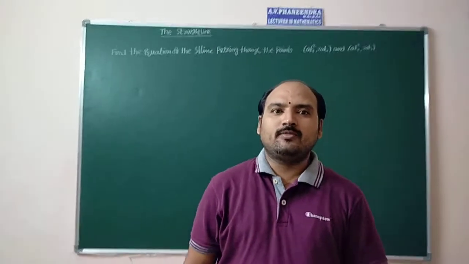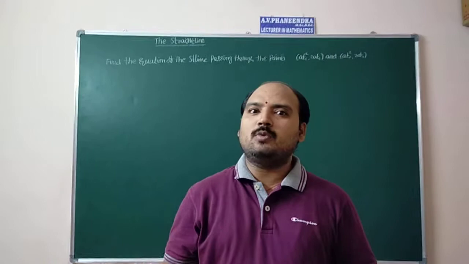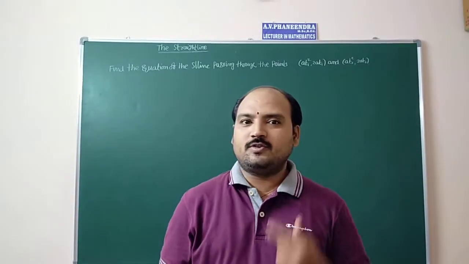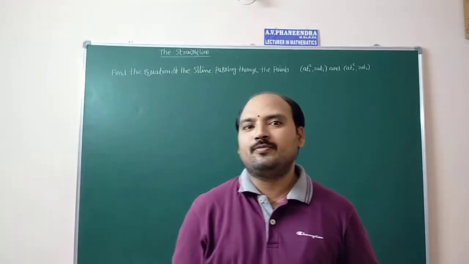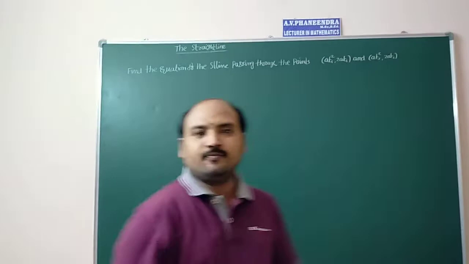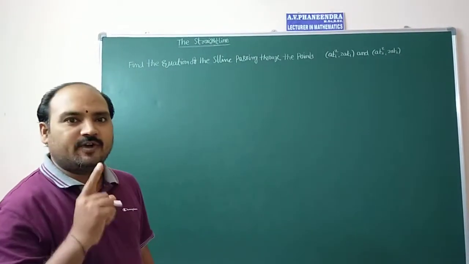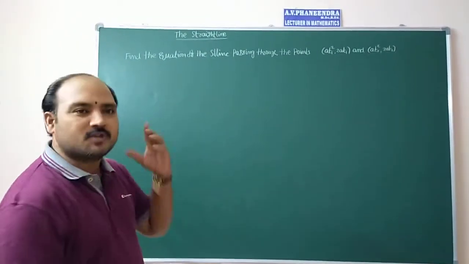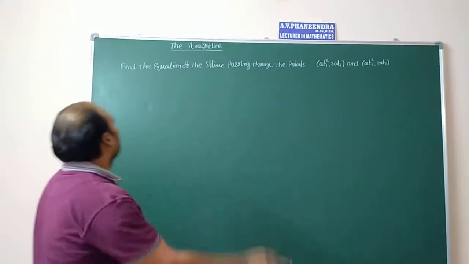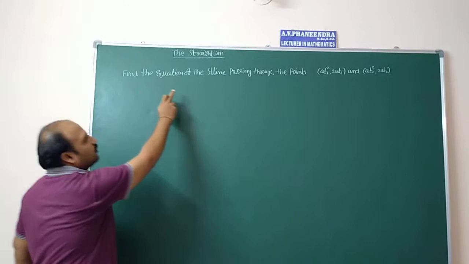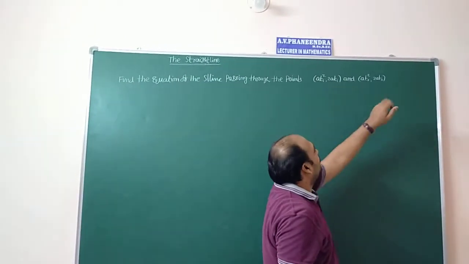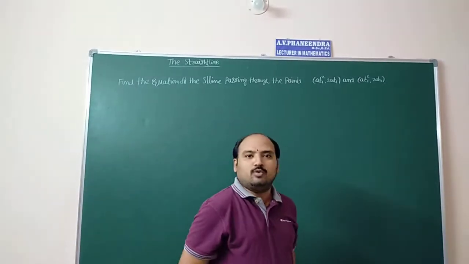In this video, I am going to discuss the problems related to straight lines video lecture 1, which is already uploaded on YouTube. Once you go to that video lecture, straight lines 1, regarding problems I am going to discuss now, which is exercise 3A. First question: find the equation of the straight line passing through the points (at1², 2at1) and (at2², 2at2). This is a basic question.